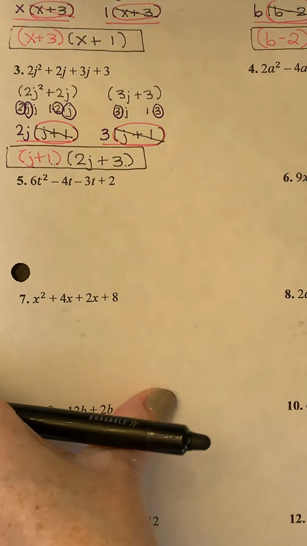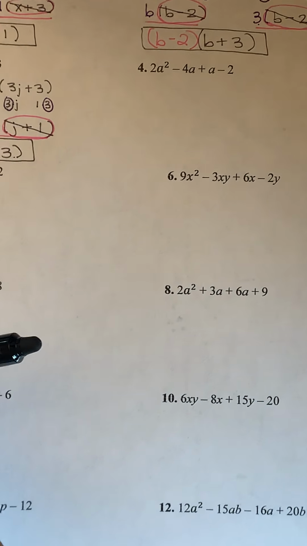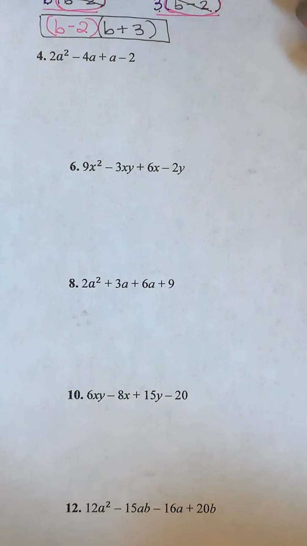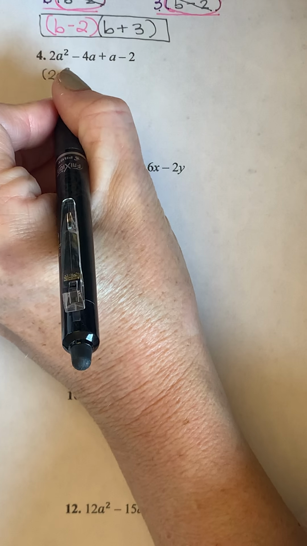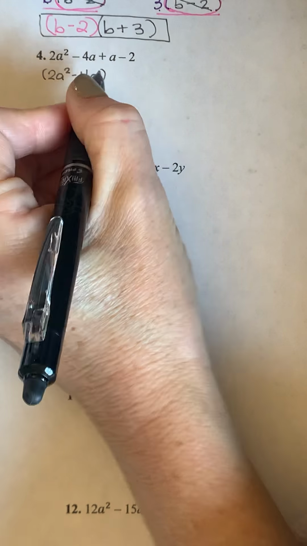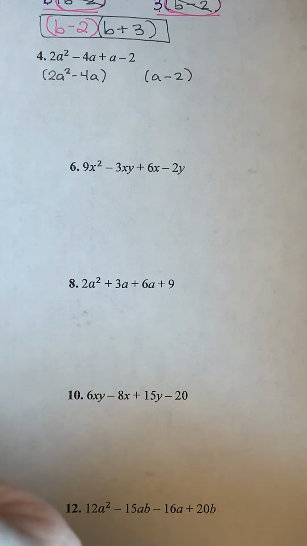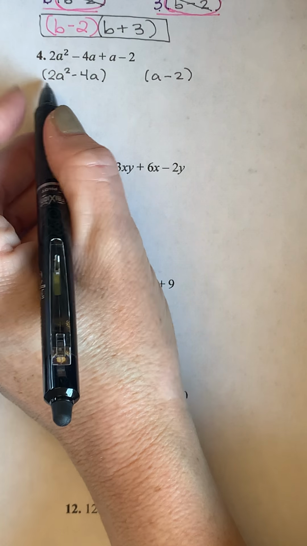Okay. All right, so number 3. Now we're going to number 4. Okay, group the first 2 terms together and group the last 2 terms together. Okay, now I have to factor out the greatest common factor from the first group.